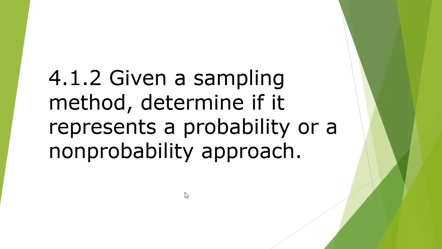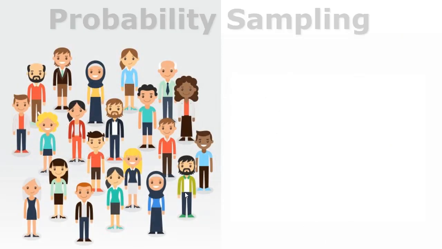Now, the next objective in this section is, given a sampling method, determine if it represents a probability or a non-probability approach. So we're going to get into specific examples of both of these types of approaches later on in this presentation. But let's take a look at probability versus non-probability first, just in general.